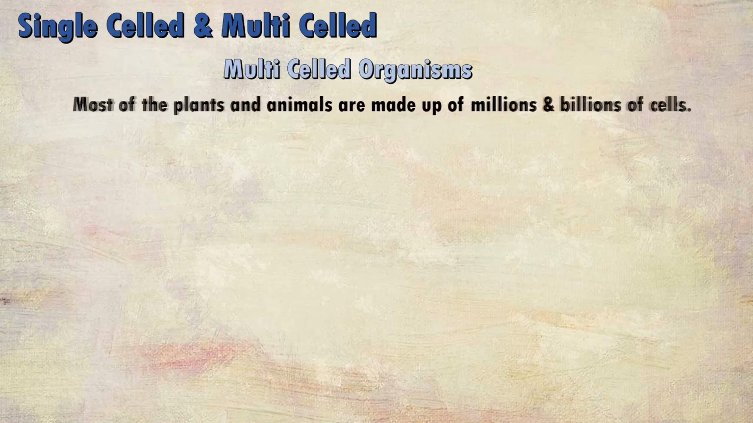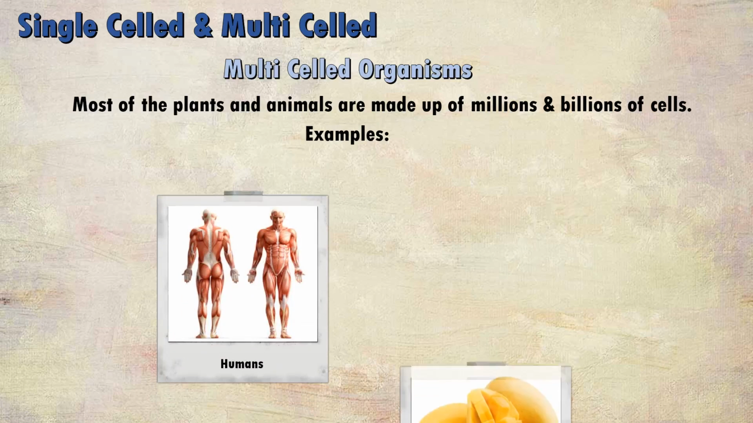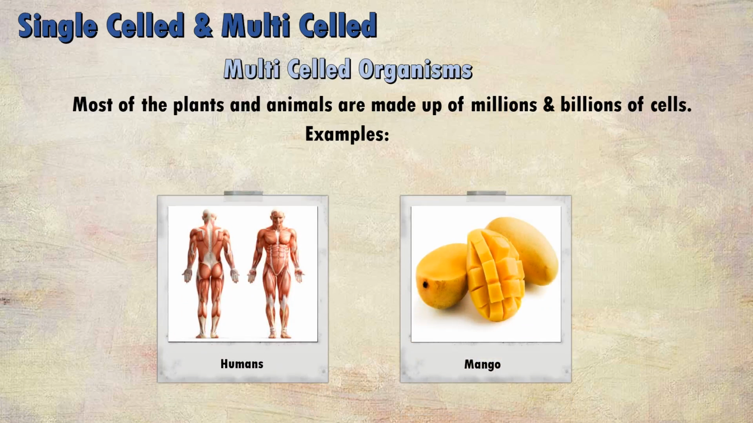Nuke, could you now guess what multicelled organisms are? Yes, they are organisms that are made up of multiple cells. They could include millions and billions of cells. Perfect. What about some examples? Sure. Examples could include humans and fruits. Let's say mangoes. Mangoes. Delicious. That's correct too.